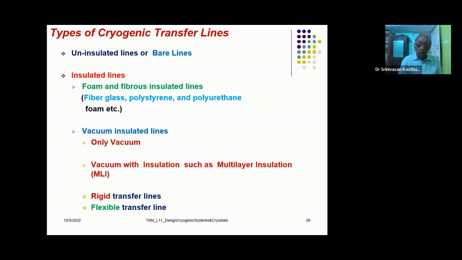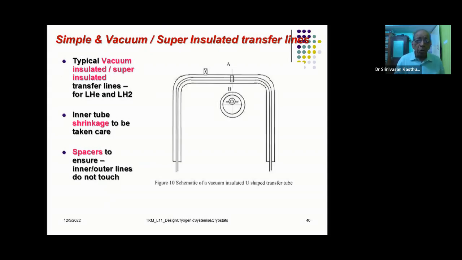Now, in the case of transfer lines, you can have two types. Either you can have a rigid transfer line, or you can have a flexible transfer line. Now, I am going to show you a rigid transfer line, which is a very simple vacuum insulated, or it can be a super insulated type of transfer line. All that is done is you have an inner line surrounded by an outer line. Initially, it is a totally horizontal line.